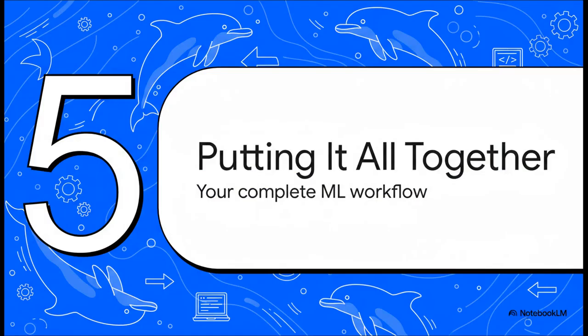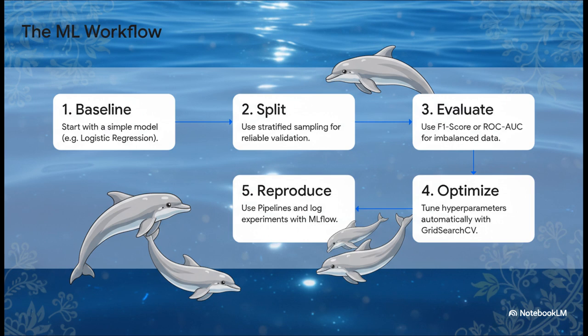All right, we've covered a lot of ground. Let's put it all together now and look at the complete workflow, start to finish. So here it is, your complete checklist, your roadmap. Number 1, start with a simple baseline. 2, split your data correctly using stratify and random_state.